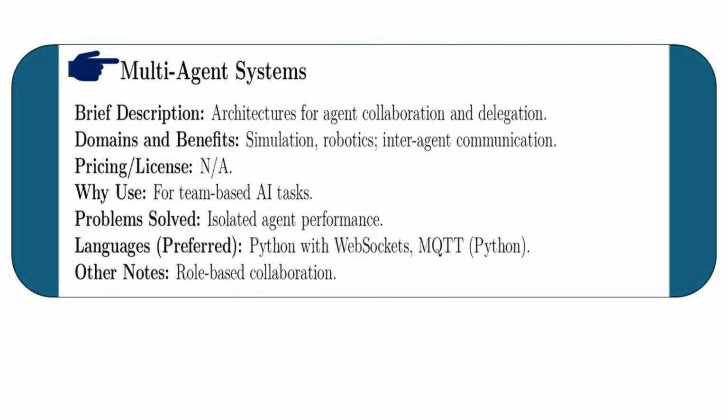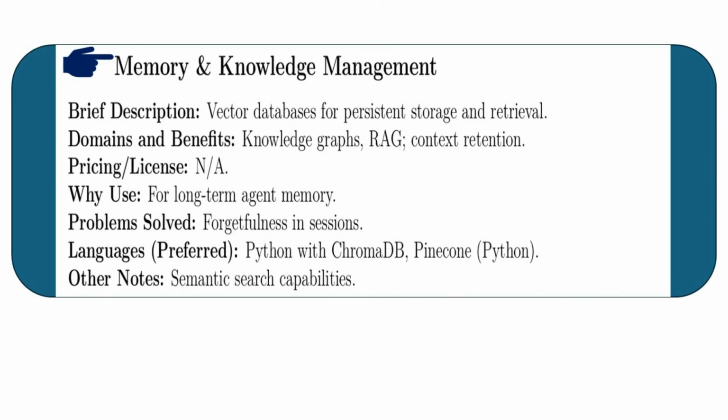Multi-agent systems: architecture for agent collaboration and delegation. Simulation and robotics domain areas benefit with inter-agent communication, and it is used for team-based AI tasks. Resolves isolated agent performance. The preferred language is Python with WebSockets, MQTT Python, and it has role-based collaboration.